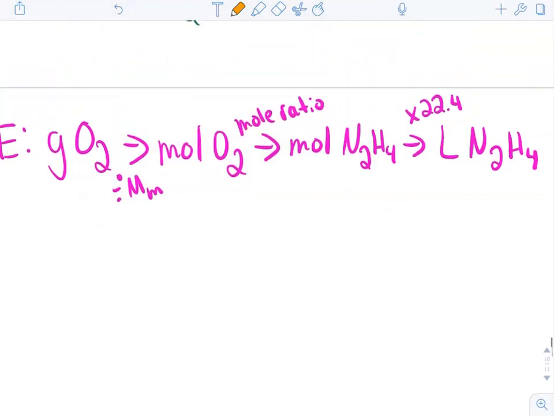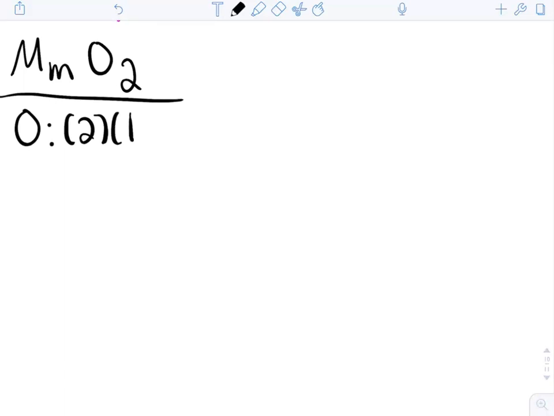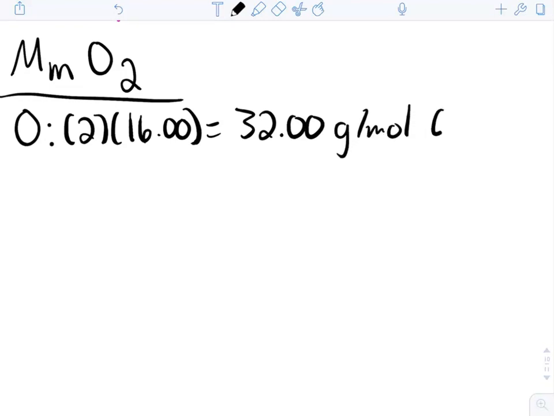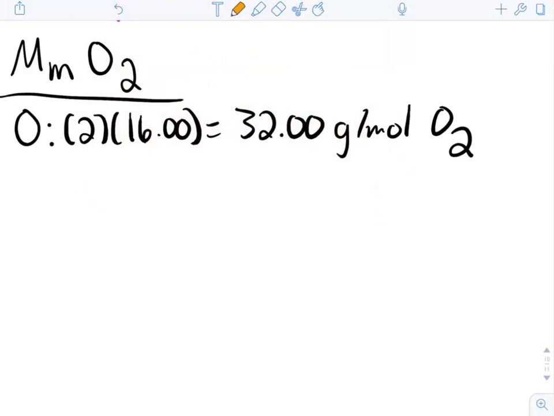So I start with what I'm given, which is the 386, but before I do that, I have to find the molar mass of O2. So I have 2 times 16.00, which is just going to be 32.00 grams per mole of O2. Now we can do our setup.